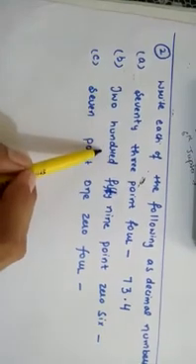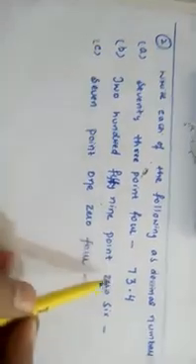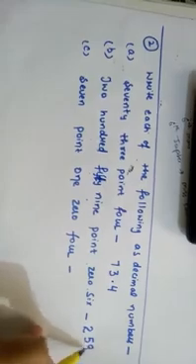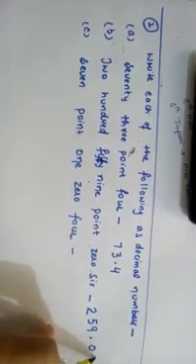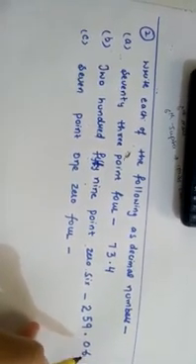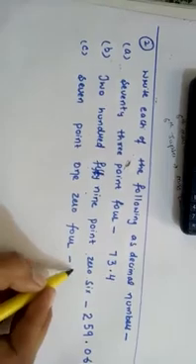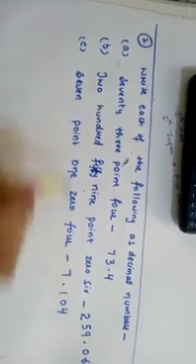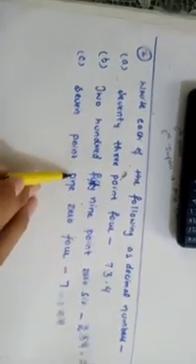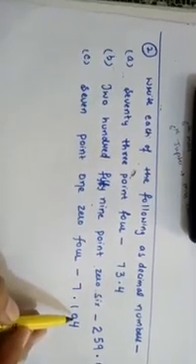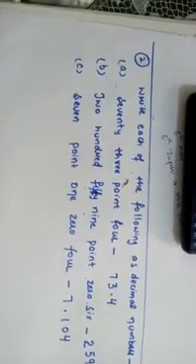Next is 259.06. How will we write it? 259.06. Clear to all? Next is 7.104. How is it written there? 7, then point, then 1, then 0, then 4. As it is, we have to write in numbers. Clear to all? Other parts you will solve by yourself.